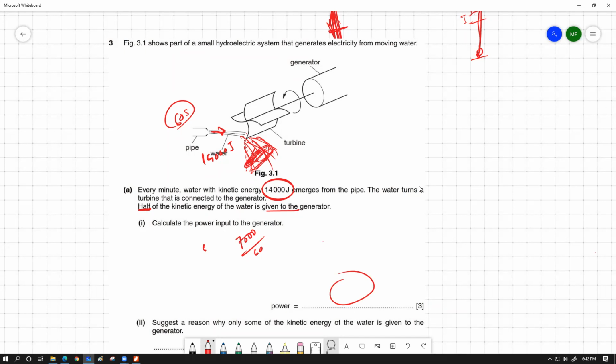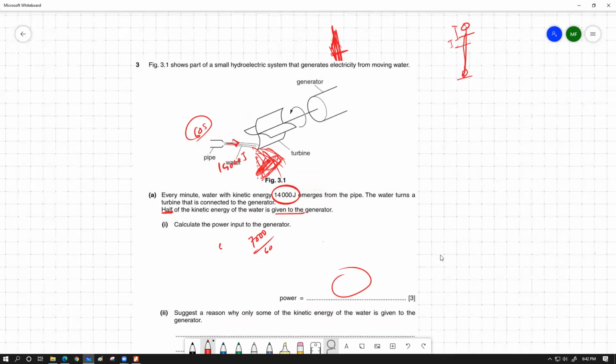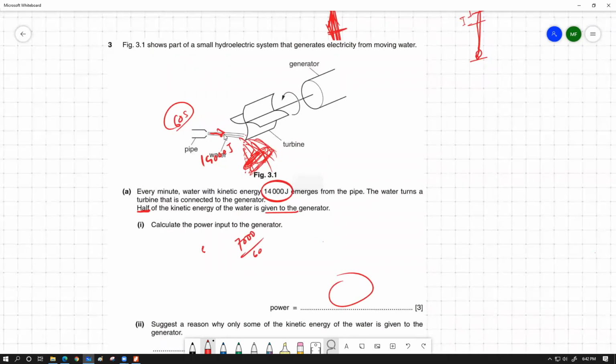Next it asks for a reason why only some of the kinetic energy of the water is given to the generator. Well, I already said it, because there are only 4 blades. Some water coming out of the pipe might not hit the turbine blade for certain orientations, and also the water jets that hit the turbine blades will still have some kinetic energy left as they fall off or as they leave the turbine. So that much energy cannot be absorbed within the turbine.